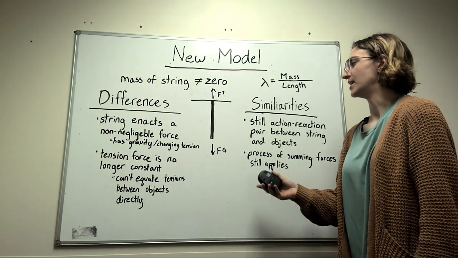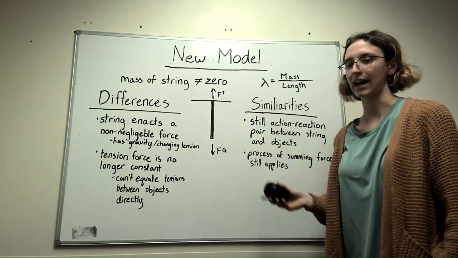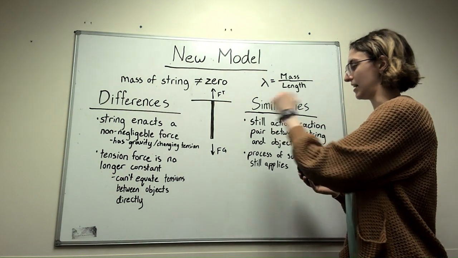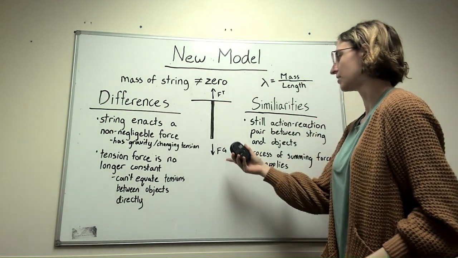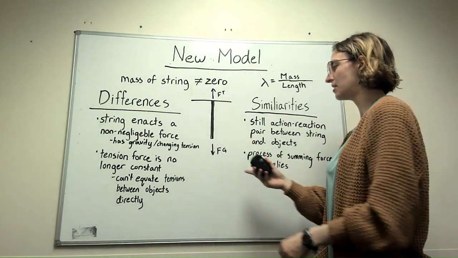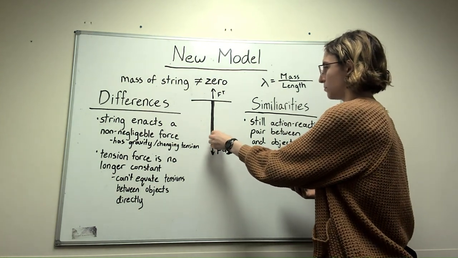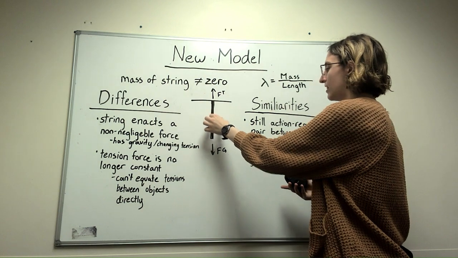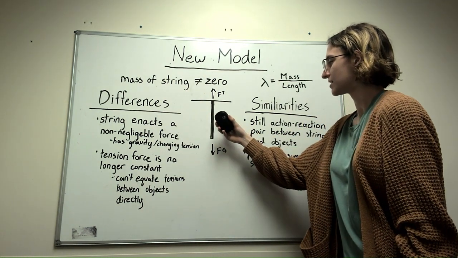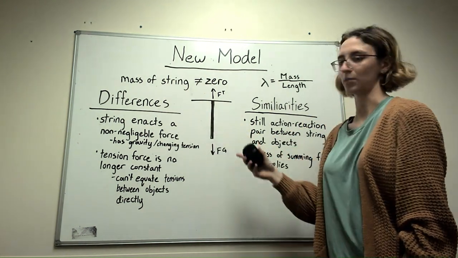This is best demonstrated by a massive string hanging from a ceiling. At this point, you're going to have the force of gravity pulling down, but the tension force only has to counteract the force of gravity at this point. The tension force here has to counteract the mass of this portion of the string, and this will be stronger.